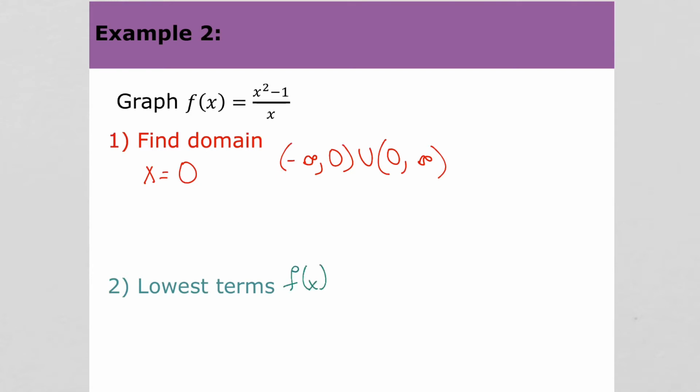Lowest terms would be, we can factor the top, x plus 1 times x minus 1. The bottom's just x, and nothing cancels out. So we have an asymptote at x equals 0, not a hole.